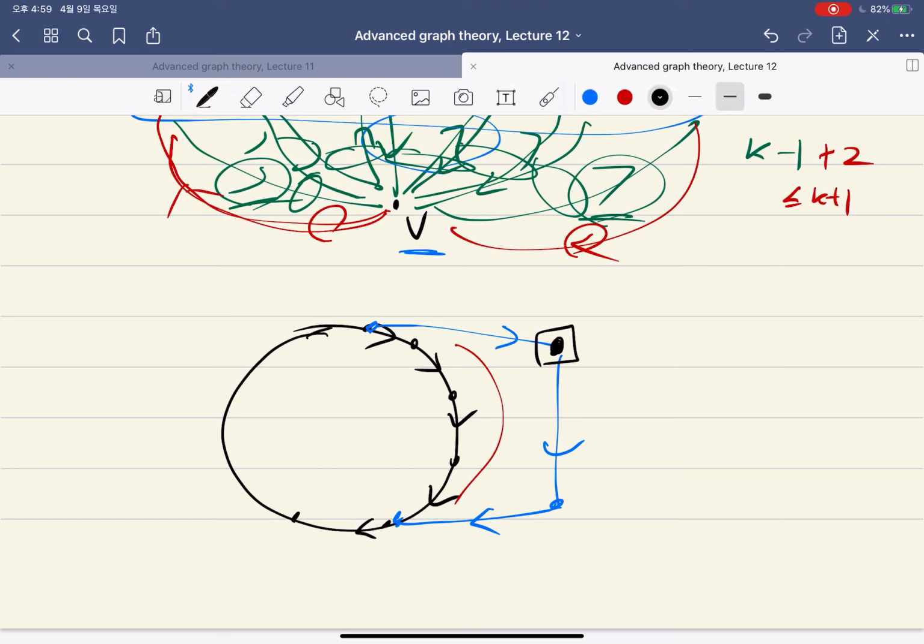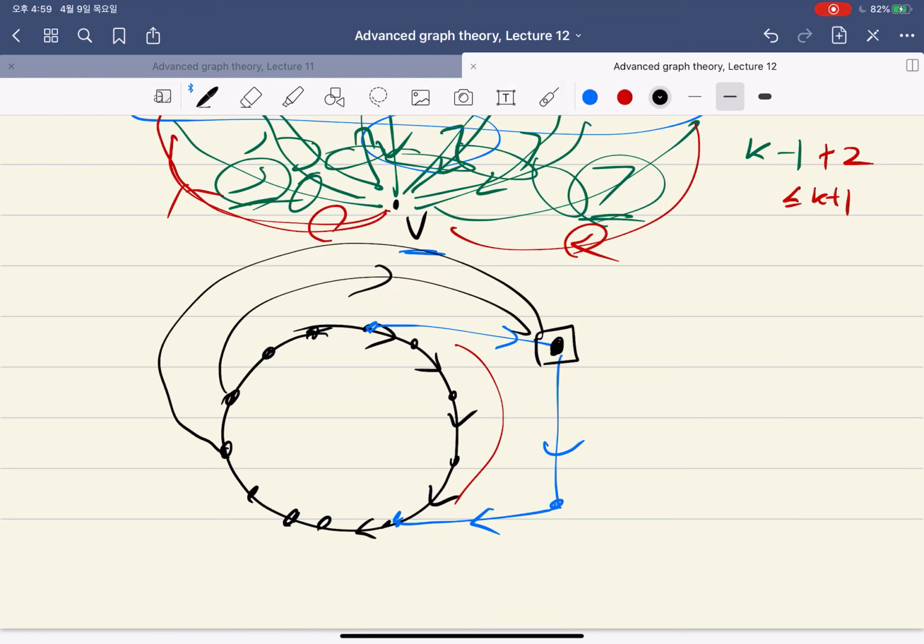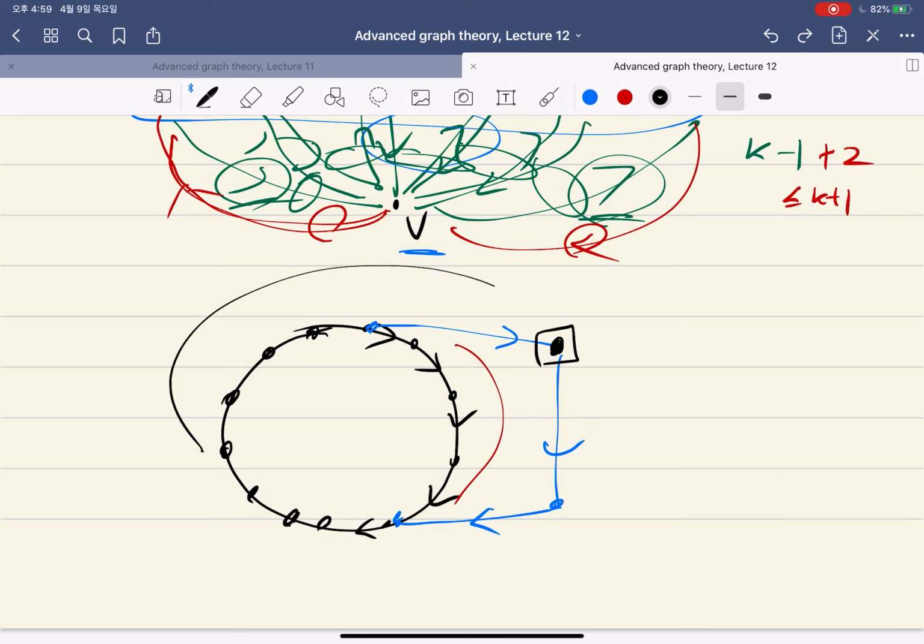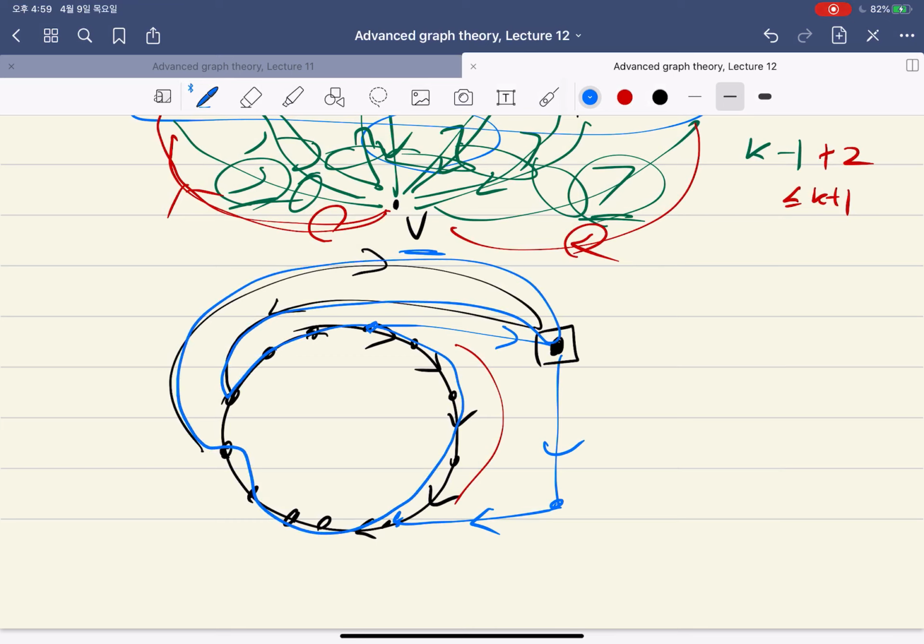And moreover, it also does not send many edges to this part, because if it sends too many edges and ends up having the other way, these two edges, then we could have taken this longer path, a cycle longer than this part. So this doesn't send too many edges.